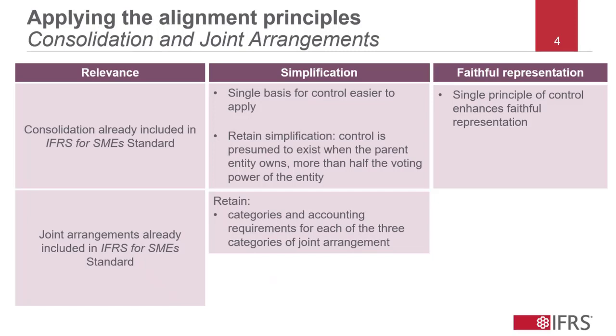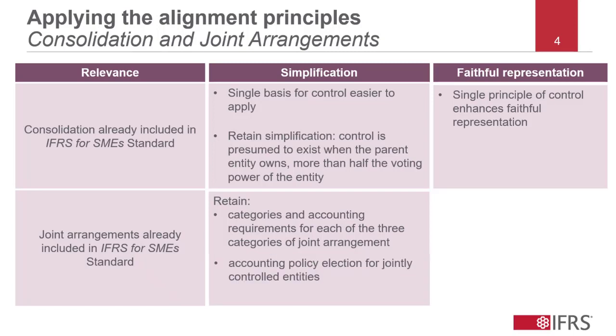In applying the simplification principle, the board took into consideration the feedback that IFRS 11 had been challenging for entities to apply in practice, specifically in deciding how to classify a joint arrangement as either a joint operation or a joint venture. The board noted that it could align the definition of joint control without changing the categories of joint arrangement in Section 15. It is therefore seeking views on aligning the definition of joint control whilst retaining the existing categories of joint arrangement, namely jointly controlled operations, jointly controlled assets, and jointly controlled entities.